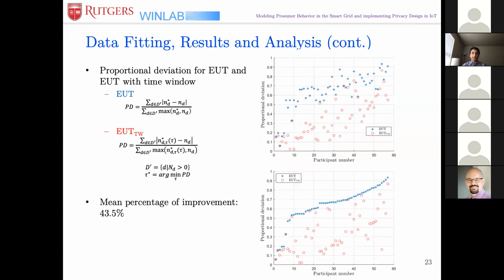Using another metric, these figures show for each model the proportional deviation between the number of units predicted to be sold and the number of units actually sold by a participant. In this case, the mean percentage of improvement of EUT with a time window is about 43% over EUT. Again, on the top, participants are ordered based on the sale days, and on the bottom, they are ordered based on EUT results.